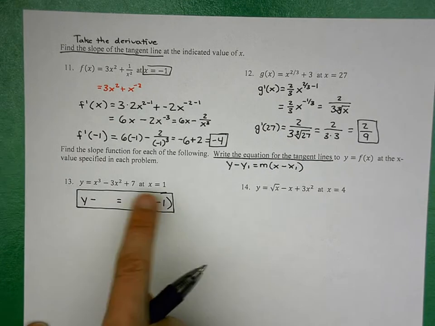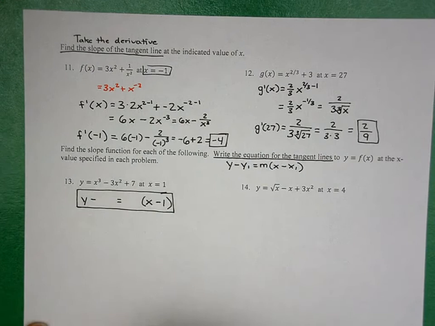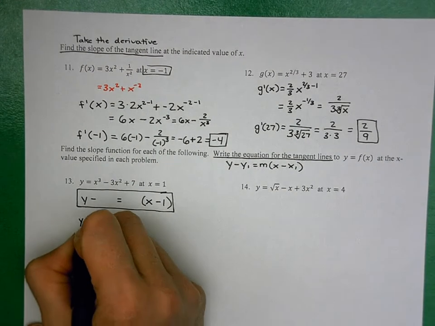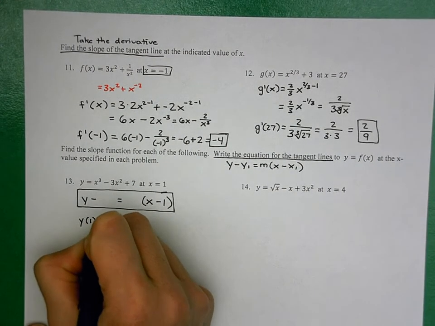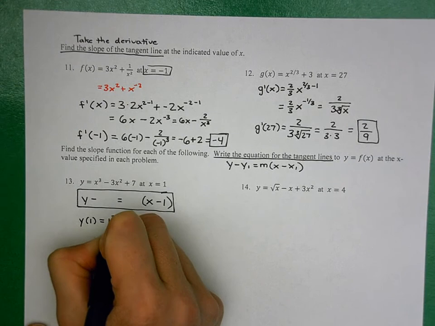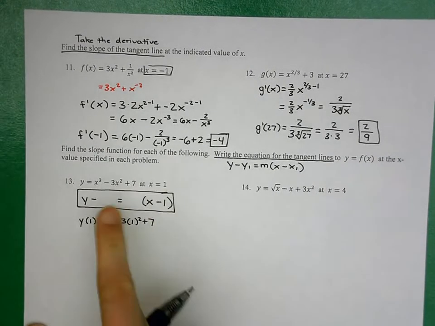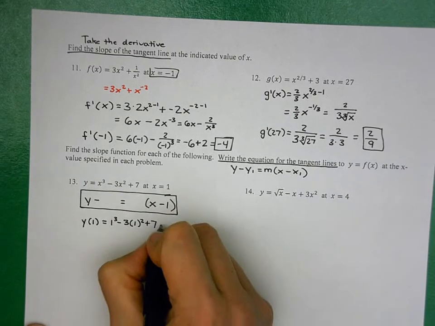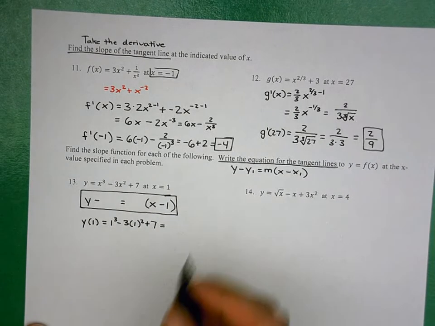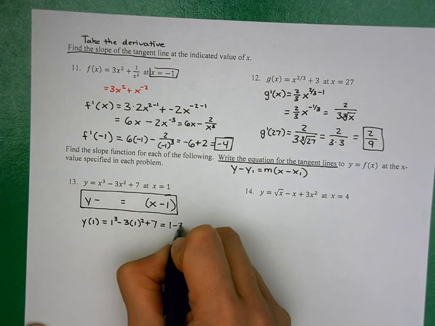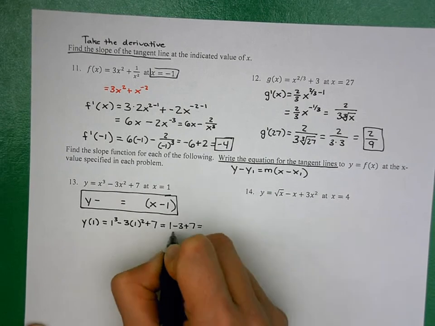You take that 1, plug it into your y. And so I'm going to plug my 1 into my y here. 1 cubed minus 3 times 1 squared plus 7. And so what does y equal? Y equals 1 minus 3 plus 7, which is negative 2 plus 7, or 5.